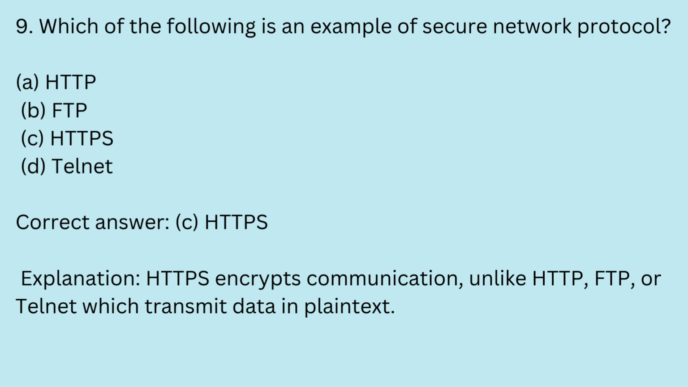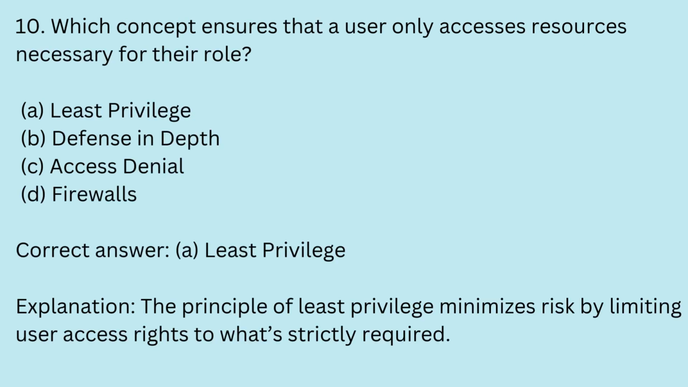9. Which of the following is an example of a secure network protocol? A. HTTP. B. FTP. C. HTTPS. D. Telnet. Correct answer: C. HTTPS. Explanation: HTTPS encrypts communication, unlike HTTP, FTP, or Telnet, which transmit data in plaintext.